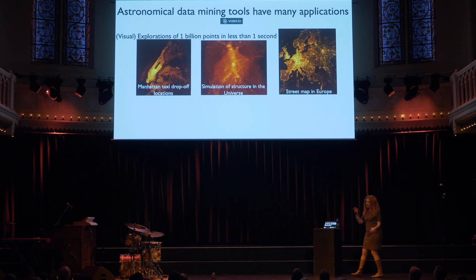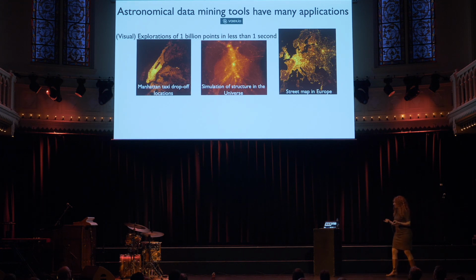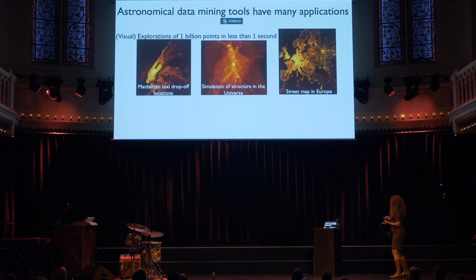And there are many data sets out there, so you just try out whatever data set is there, and you can make plots of the drop-off locations of taxis in Manhattan, there are 1 billion points for such data sets. You can use it to study a simulation of the formation of structure in the universe, or you can use it to look at the light pollution in Europe, and again, you reach the conclusion, yeah, there's too much light in the Netherlands.